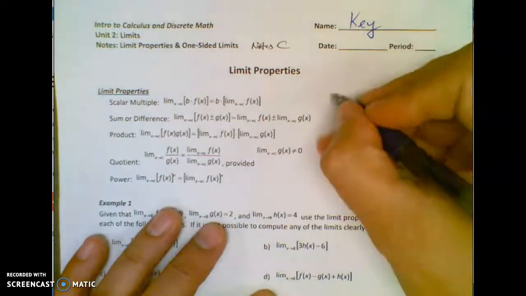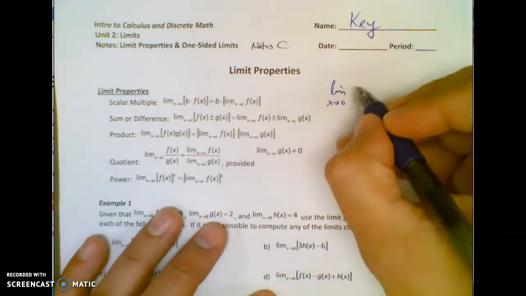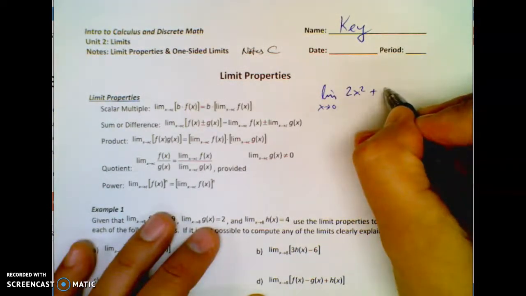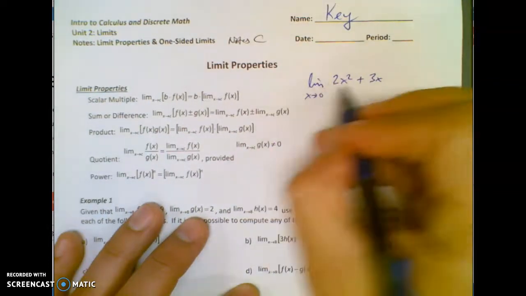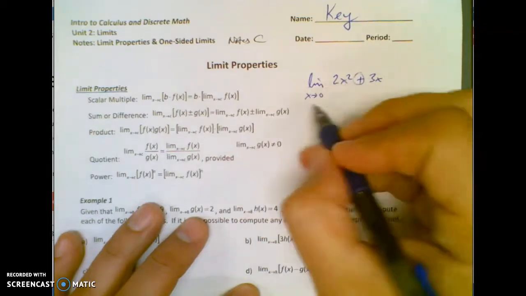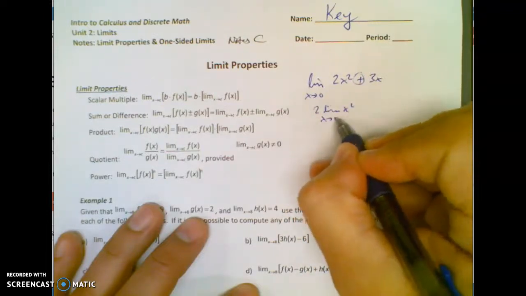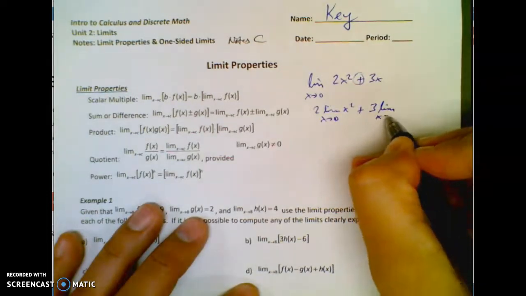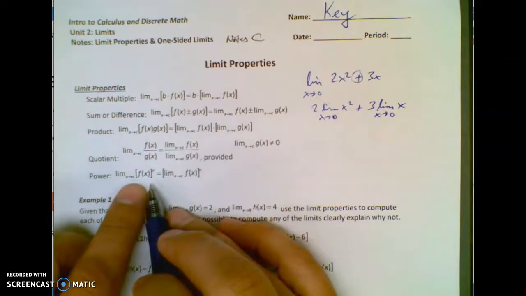That would be like if I had the limit, let's say as x approaches 0, of 2x squared plus 3x, right? I could not only split them because of this plus sign, but I could also pull out that 2, I could pull out that 3. It basically is saying you can do many algebraic things to limits. And then I could even do something with the power, because this is the power rule.